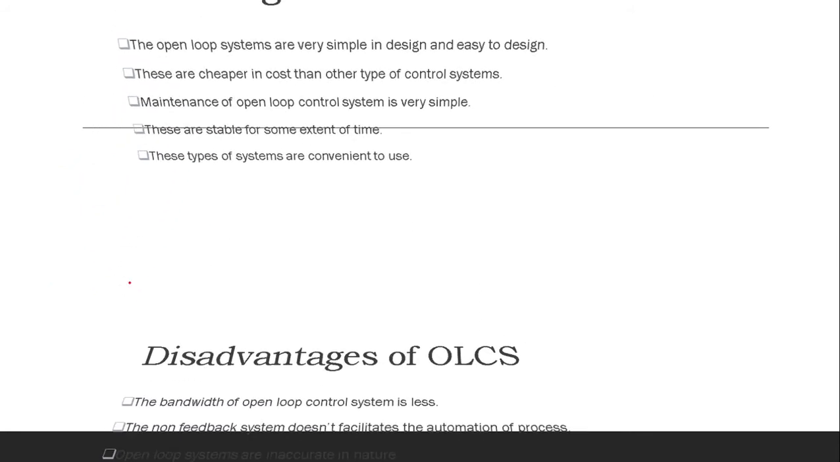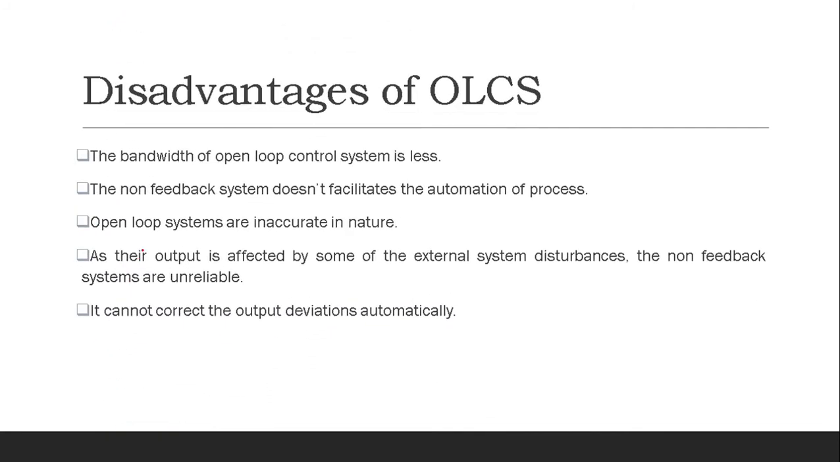Now there are so many disadvantages of open loop control system. The first one is the bandwidth of open loop control system is very less. The non-feedback system doesn't facilitate the automation of process. The third one is open loop systems are inaccurate in nature, as their output is affected by some of the external system disturbance. The non-feedback systems are unreliable, and fifth is it cannot correct the output deviations automatically. That will be possible in case of a closed loop control system.